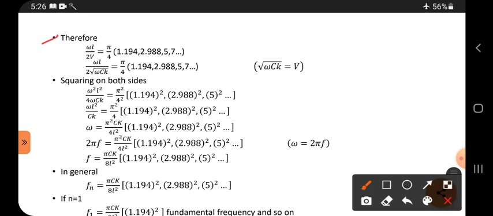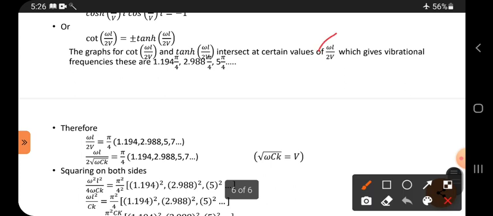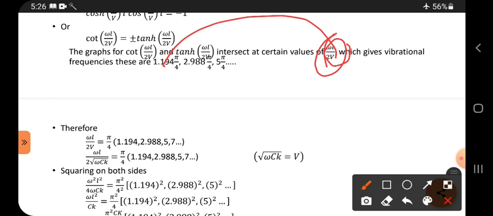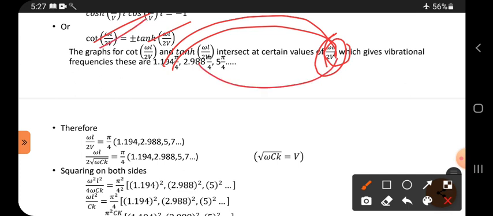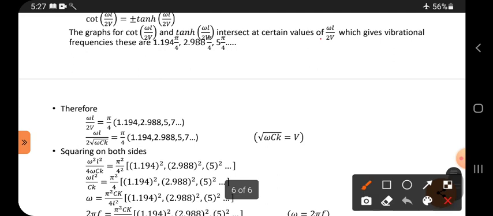See here, at what values, for these values, when it is equal to this one, at the intersection, then at this point these two waves intersect, like this. Okay, so I am writing the general formula. So this is equal to this.